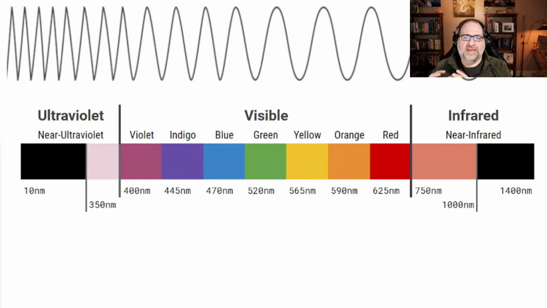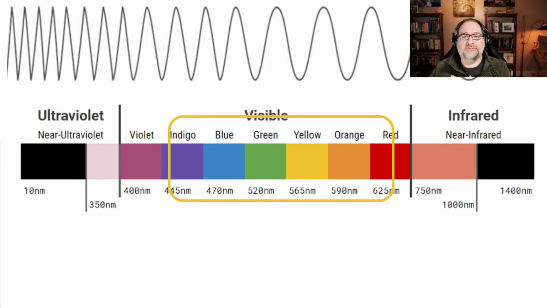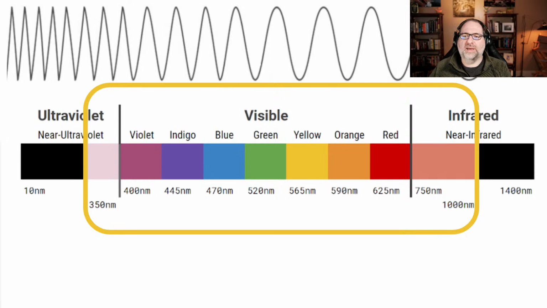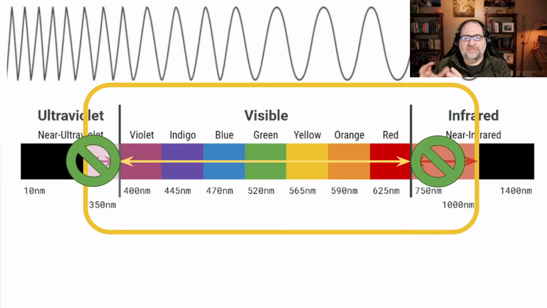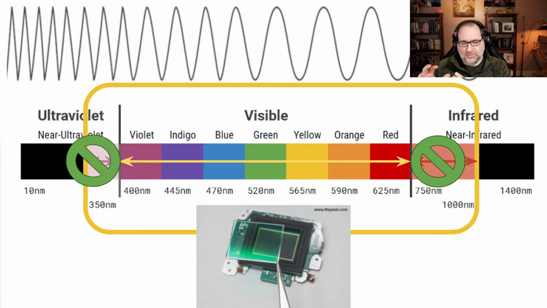Digital sensors actually can capture light at a broader range, from 350 nanometers all the way to 1,000 nanometers, and this includes some near ultraviolet light, all visible light, and some near infrared light. In order to prevent the UV and the IR light from reaching the sensor, digital cameras contain a filter which blocks those types of light. That's called a hot mirror filter.